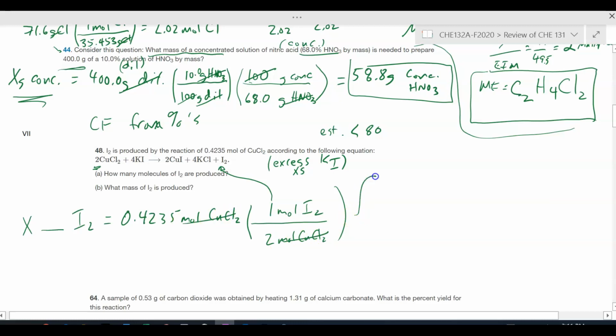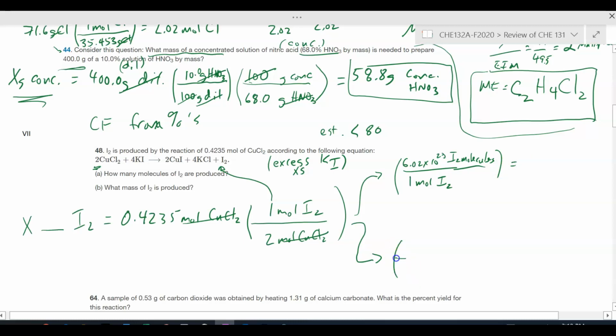I can take that number one way and say that 1 mole of I2 has 6.02 times 10 to the 23rd I2 molecules. And we have to be clear that they're asking us molecules and not atoms. Atoms would be twice as many in this case.